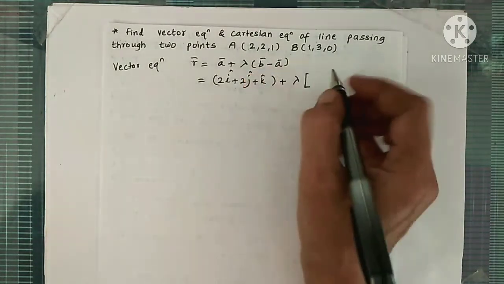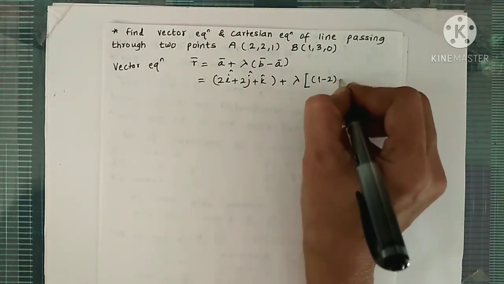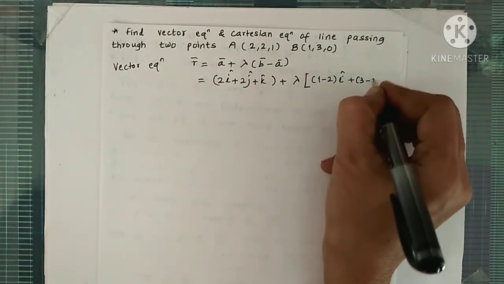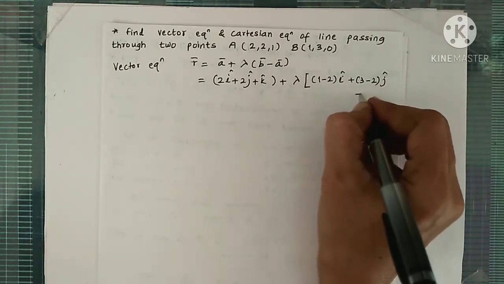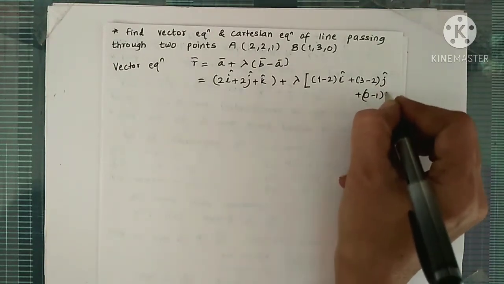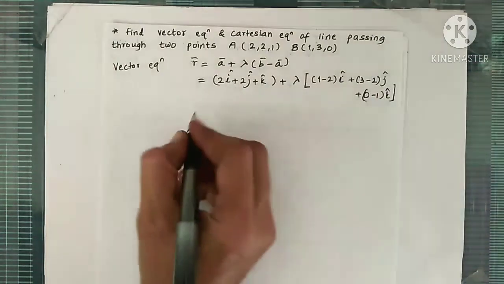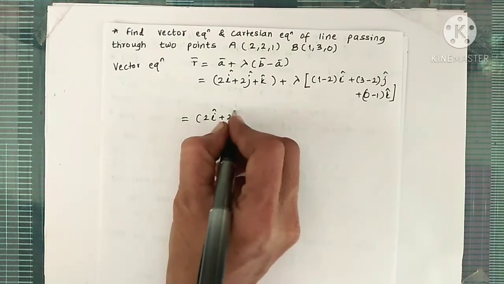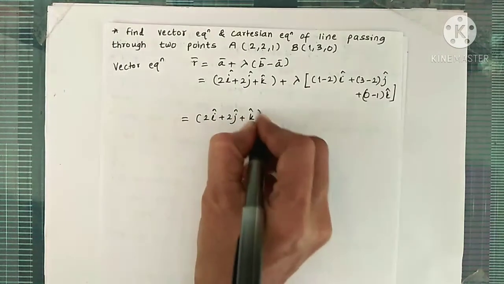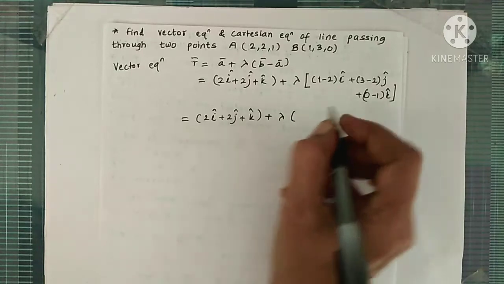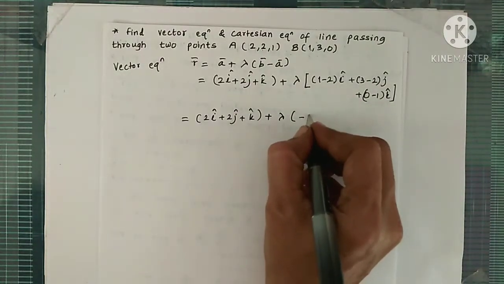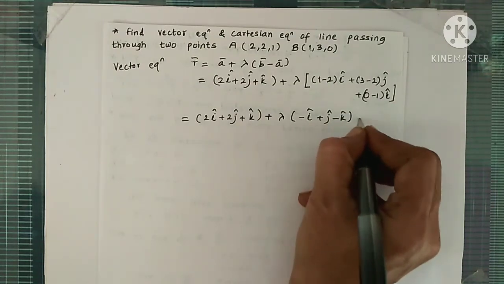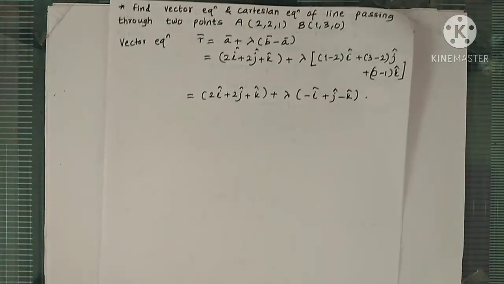So that is 1 minus 2 i cap, then we have 3 minus 2 j cap and 0 minus 1 k cap. So simplifying the terms, we have 2 i cap plus 2 j cap plus k cap plus lambda into minus i cap plus j cap minus k cap. So this is the vector form.